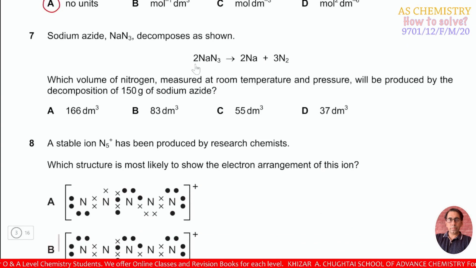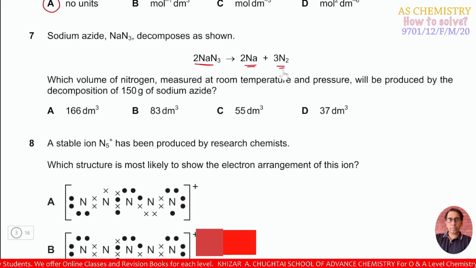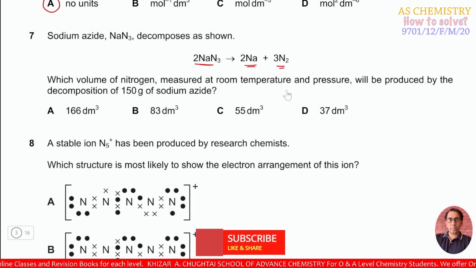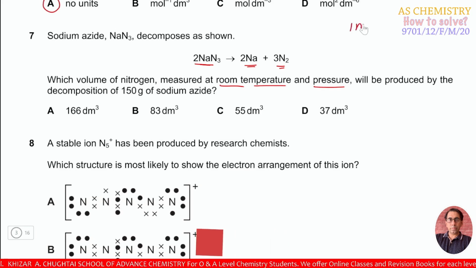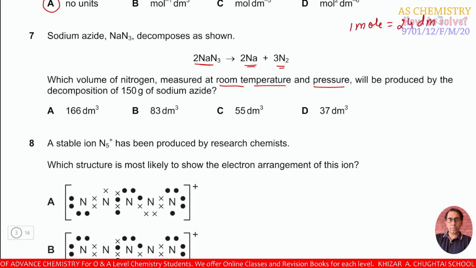Sodium azide: 2 mole of sodium azide is going to decompose to make 2 mole of sodium and 3 mole of nitrogen. Which volume of nitrogen is measured at room temperature and pressure? Room temperature and pressure means that 1 mole of any gas is equal to 24 dm cube. What will be produced by the decomposition of 150 gram of sodium azide?